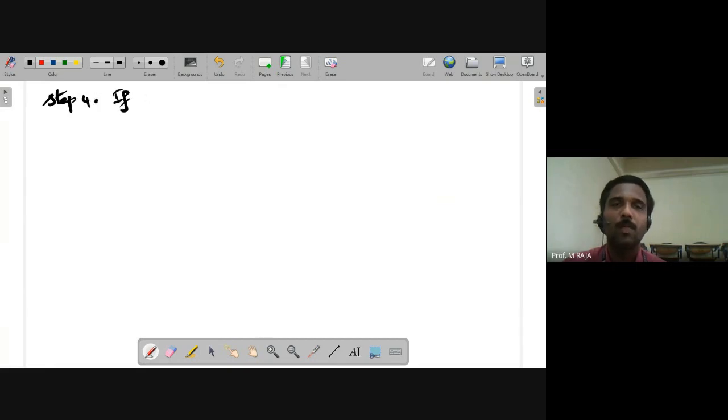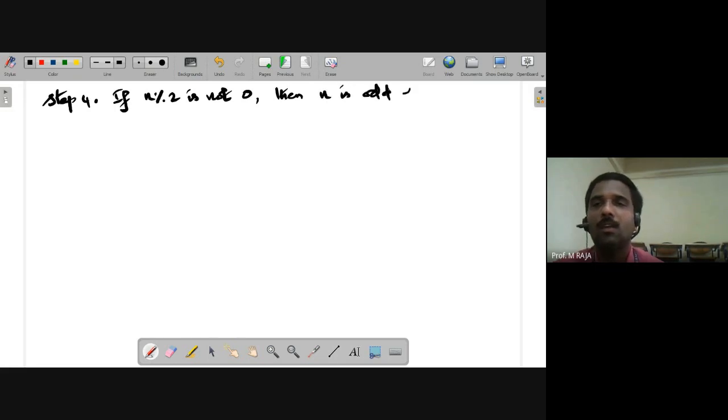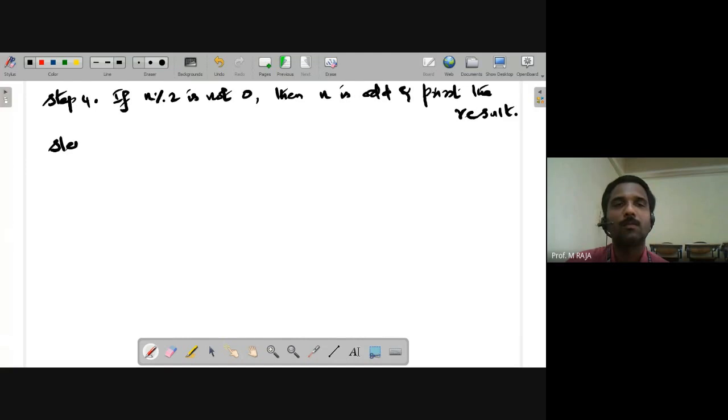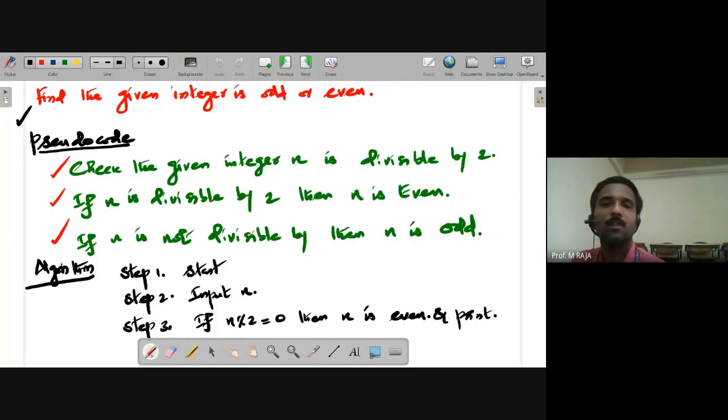Step 4, if n mod 2 is not 0, then n is odd, and print the result. Step 5, we can terminate the process, stop. Step 6, we need to end the algorithm, right, end at the final step.